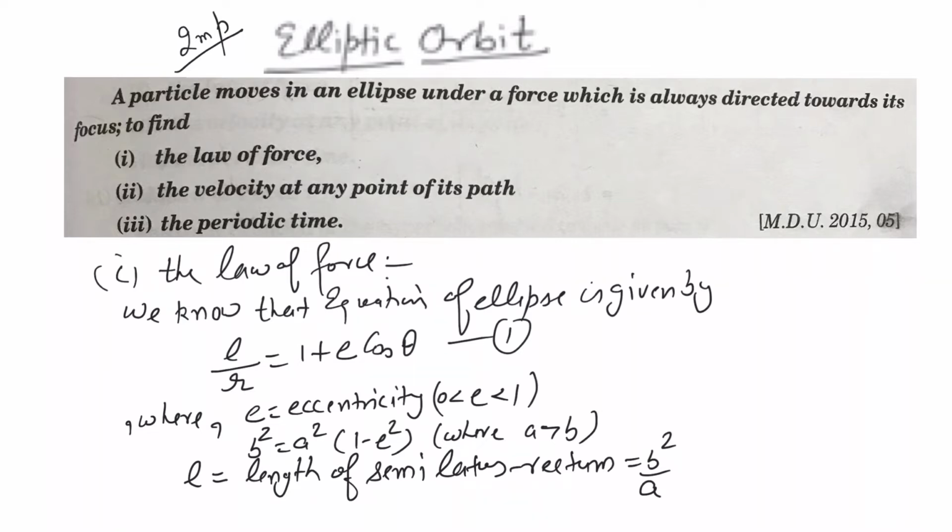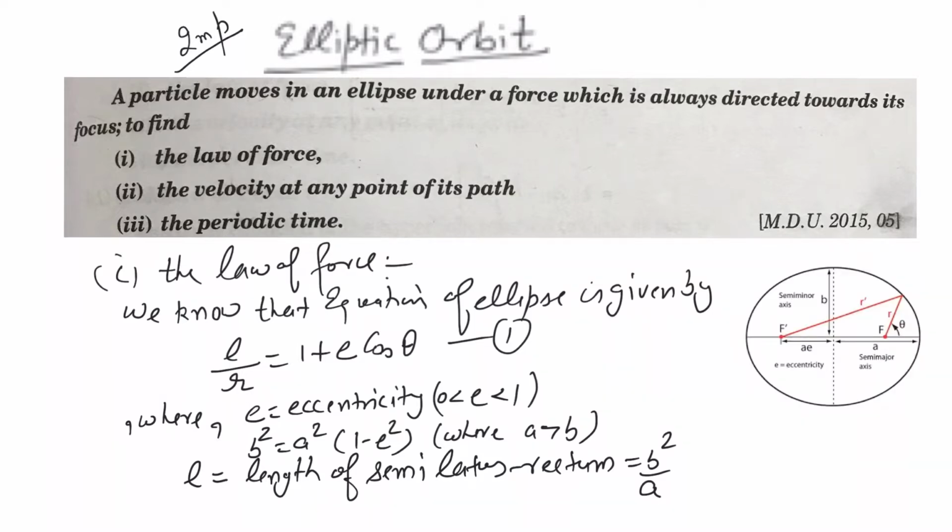And the figure of the ellipse is something like this one. Here this is the eccentricity AE, the focus, and this distance is R. This is R dash, distances are measured from the focus, and this is any point P, and this is theta. So this will be R comma theta. And you see this is the semi-minor axis B, semi-major axis A, and here A is greater than B. So the equation of the ellipse in polar form is given by equation number 1. So this is the ellipse.